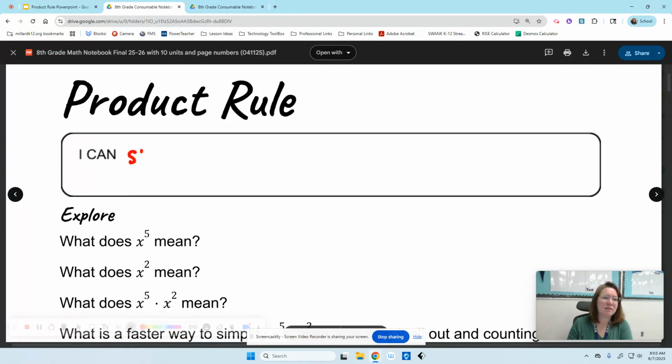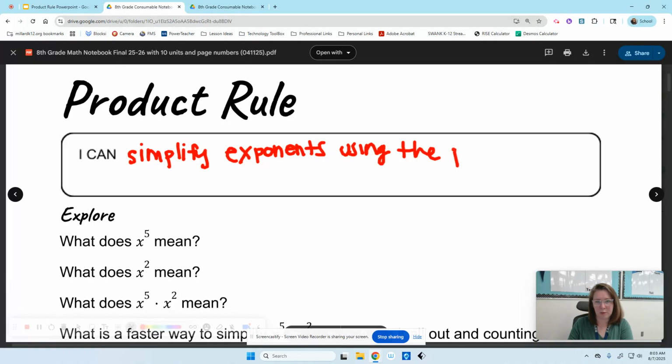I can simplify, again, we're on page 6, exponents using the product rule. That's the goal for today. And you probably don't know what the product rule is yet because I haven't taught it to you yet, so that's totally fine.